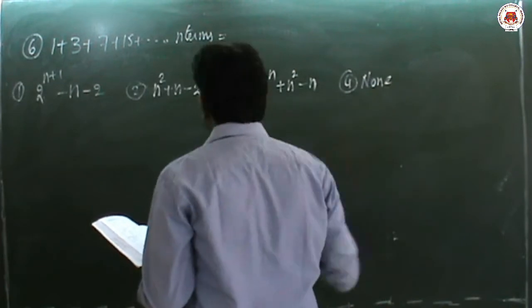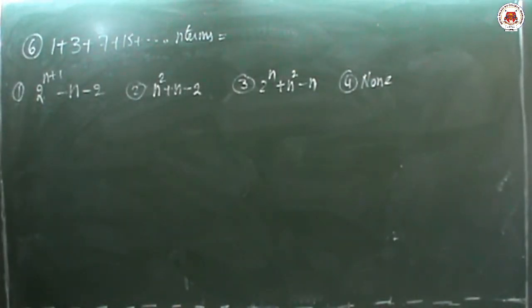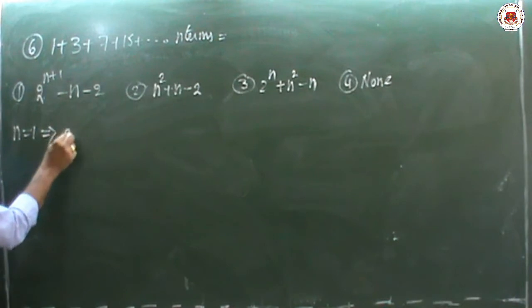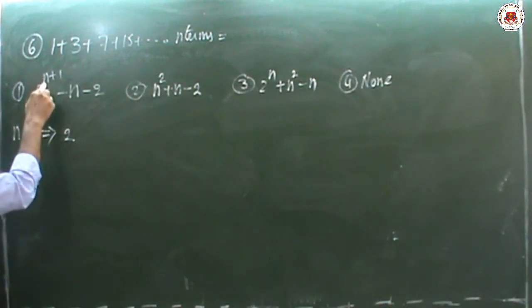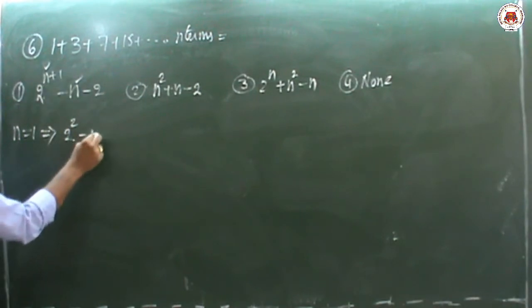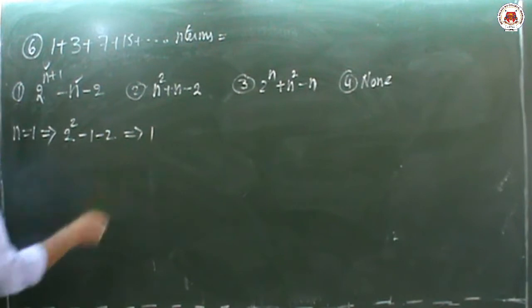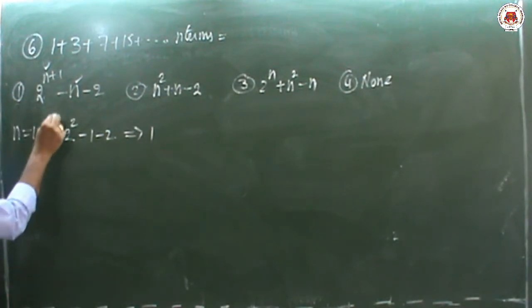So totally 4 options are given. Same story: first you take n equal to 1 and substitute in the options. 2 to the power of, in the place of n write down 1, 1 plus 1 is 2. Substitute 1 minus 2. So 2 square means 4, 4 minus 3 is 1. This is the first option.